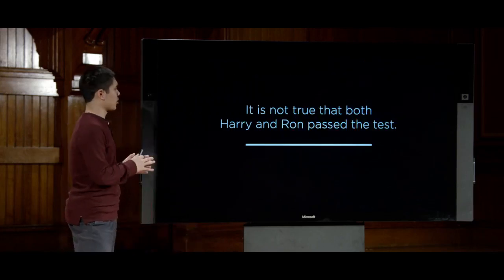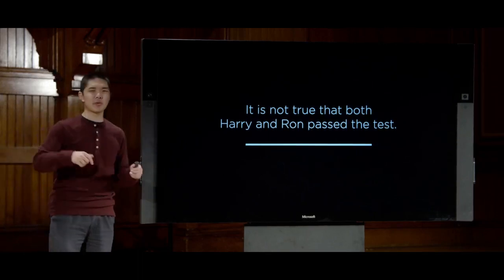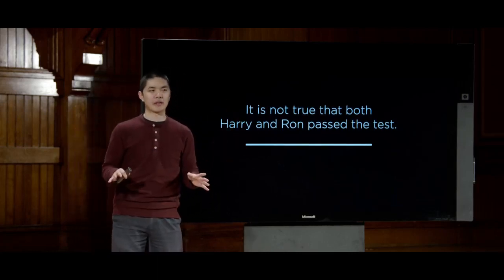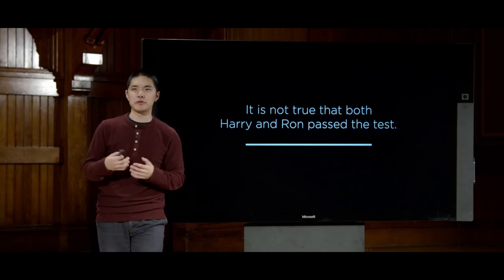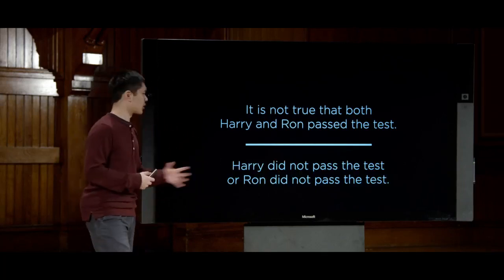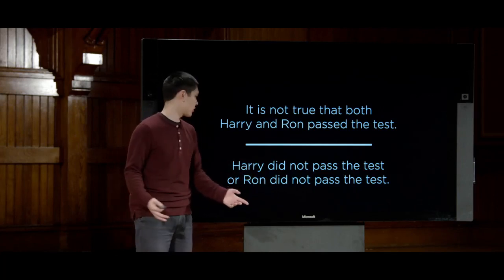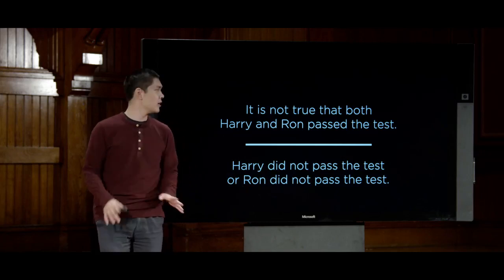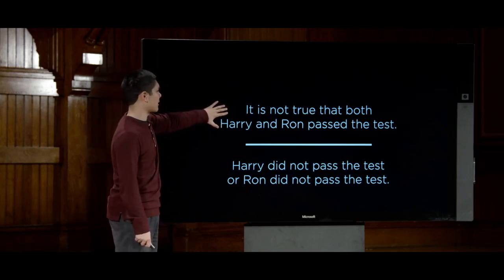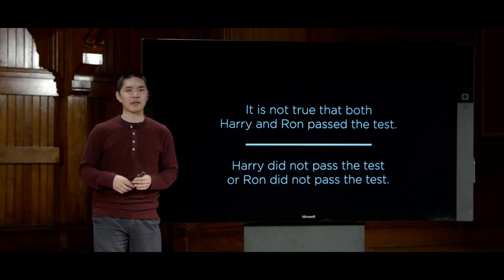It is not true that both Harry and Ron passed the test. Well, all right, how do we translate that? What does that mean? Well, if it is not true that both of them passed the test, well, then the reasonable conclusion we might draw is that at least one of them didn't pass the test. So the conclusion is either Harry did not pass the test or Ron did not pass the test, or both. This is not an exclusive or. But if it is true that it is not true that both Harry and Ron passed the test, well, then either Harry didn't pass the test or Ron didn't pass the test.